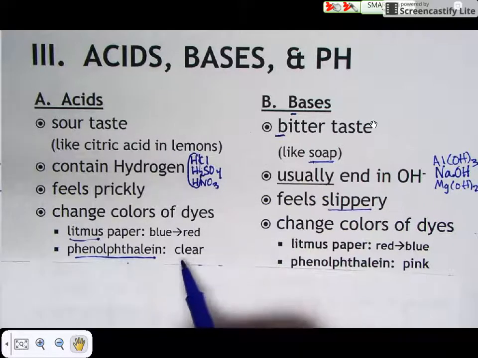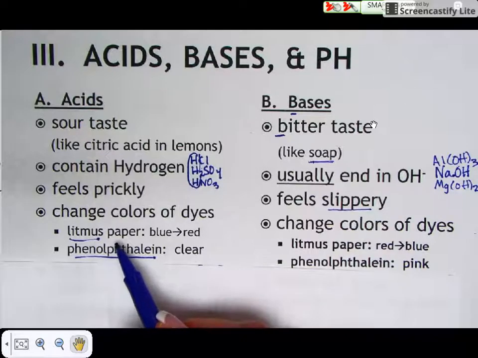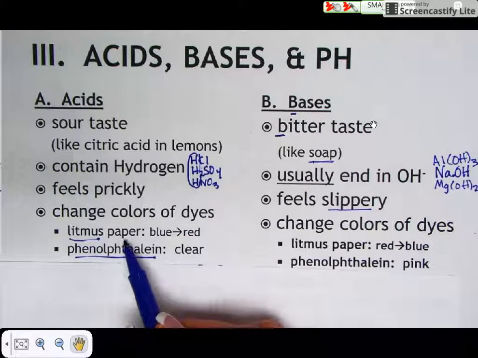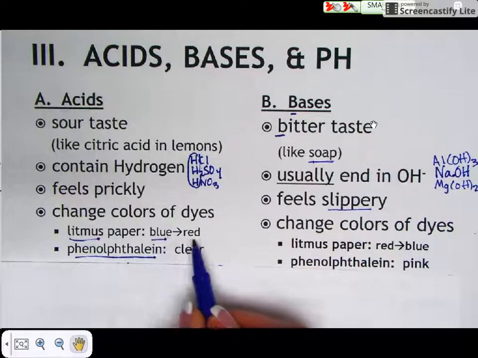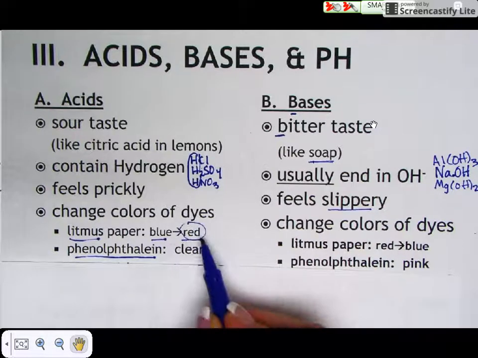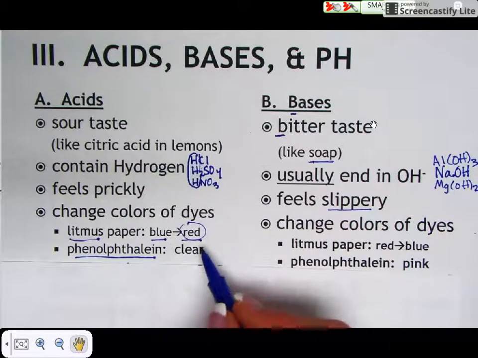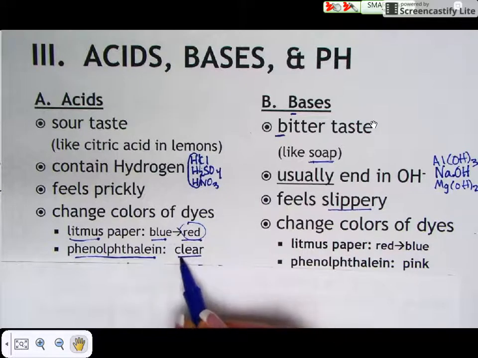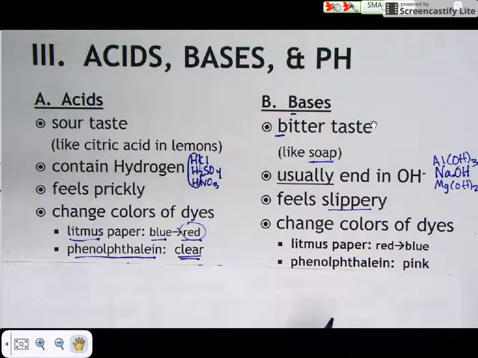I will show you a demonstration in class of these color changes, but for now in the notes, let's write down what happens. With an acid, litmus paper will turn color from blue to red. Acids will turn litmus red. I remember blue to red means you have an acid. Say it kind of country, it makes it rhyme, so it's easy to remember: blue to red is an acid. Phenolphthalein is clear in an acid.